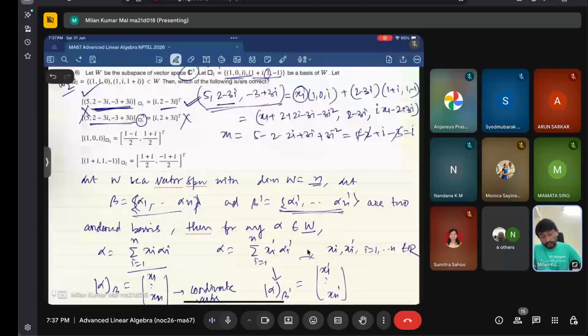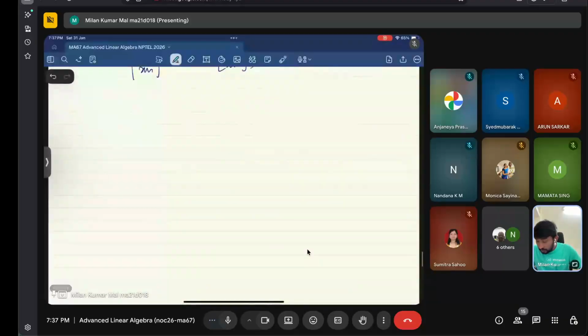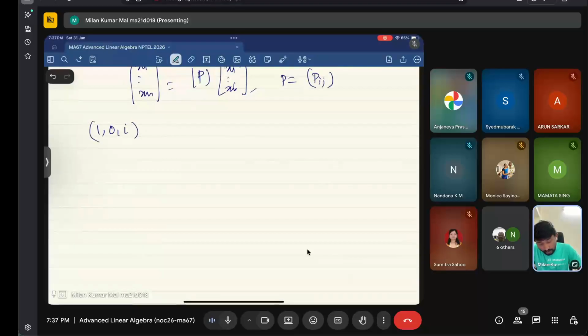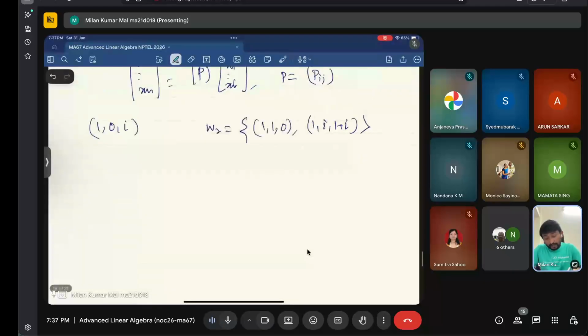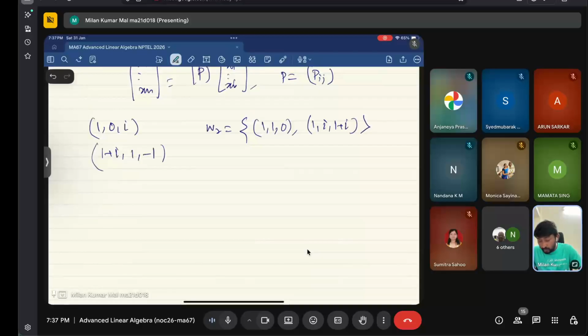So let me write it. The other two vectors were (1, 0, i). We have to do it with respect to the second ordered basis that is written in the question. That was (1, 1, 0). Another is (1, i, 1 plus i). Let me check whether this is correct. So this is another vector we have to check with the second basis, and another vector we have to check: (1 plus i, 1, minus 1). These two vectors are the third option and the fourth option.